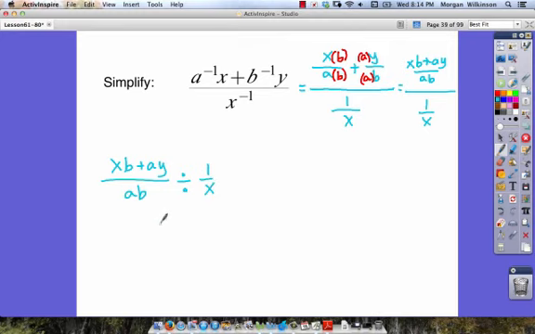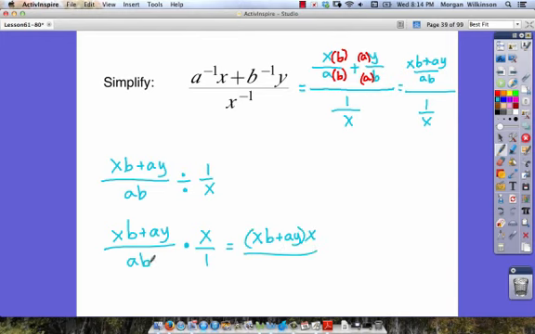Now we have to copy, dot, flip to solve. So we're going to get xb plus ay over ab, copy, dot, and then flip, so multiply by the reciprocal, that's x over 1, and now we can find our answer. We're going to get xb plus ay all multiplied by x, and our denominator is going to be ab.